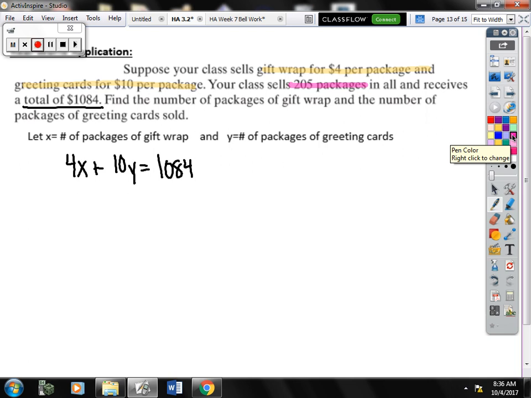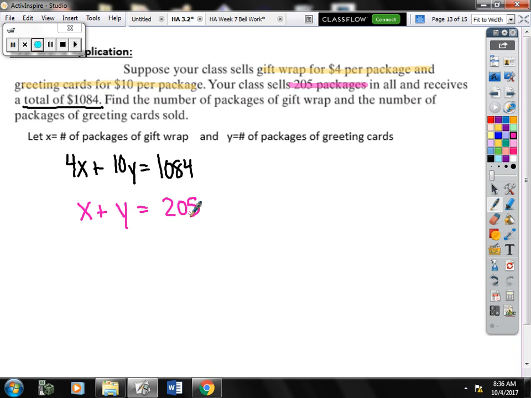How would I express the 205 packages? Sam? X plus Y equals 205. Perfect. A lot of times they'll tell you how many total tickets you sold, how many total packages. That's always the number of gift wrap plus the number of greeting cards has to equal the total, so X plus Y. And then you can solve this however you like.